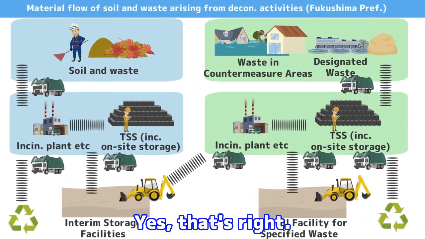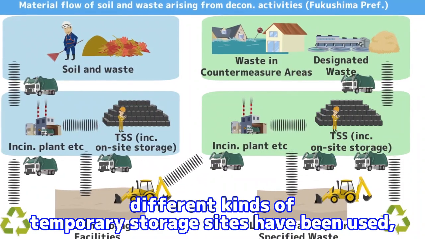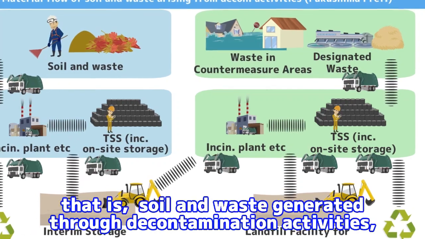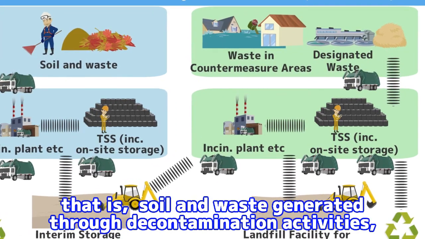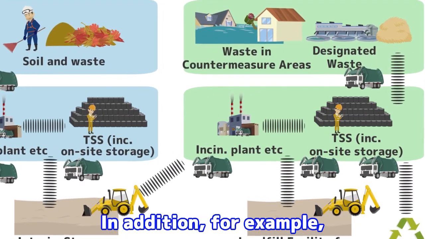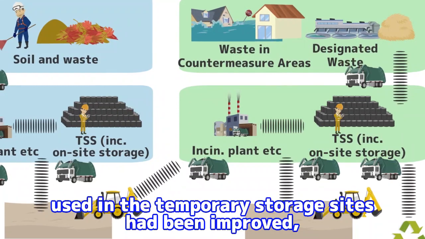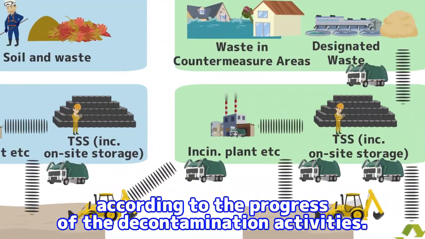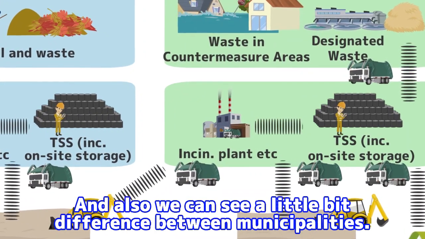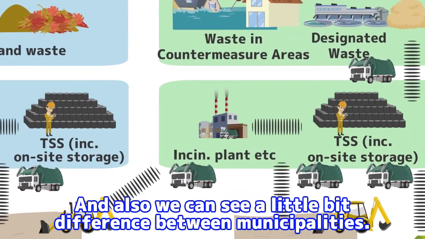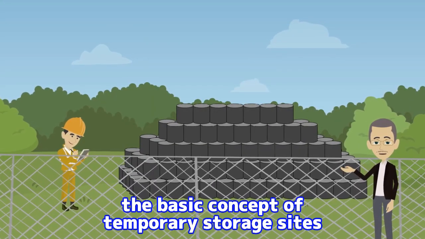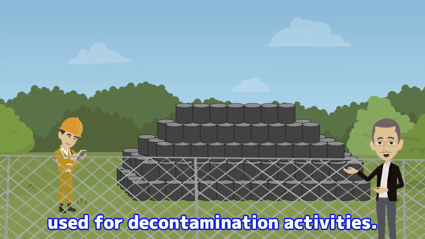Yes, that's right. But first of all, different kinds of temporary storage sites have been used, according to the types of stuff generated, that is, soil and waste generated through decontamination activities, and other kinds of waste. In addition, for example, the structure and material used in the temporary storage sites have been improved according to the progress of the decontamination activities. And also we can see a little difference between municipalities. Therefore, I would like to talk here about the basic concept of temporary storage sites used for decontamination activities.